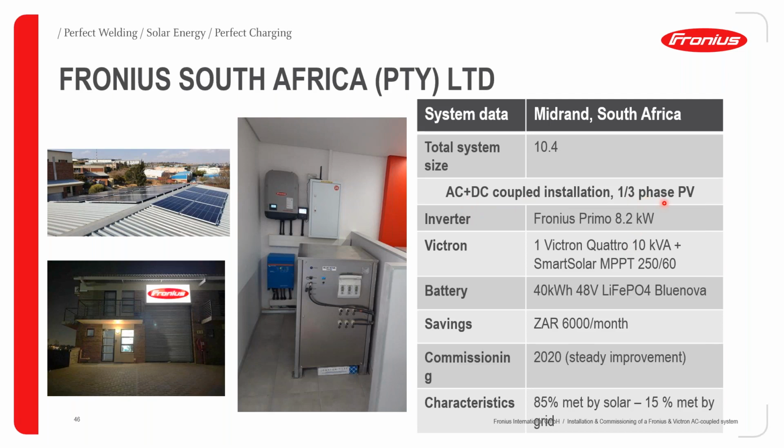So we've got 3 phases. Only a single phase is on backup, and the other 2 phases are grid tied. We've got a Fronius Primo single phase 8.2 kilowatt inverter, which is connected to the output of a Victron Quattro 10 kVA. And we also have a SmartSolar MPPT 250/60 charge controller that is for your DC coupling.